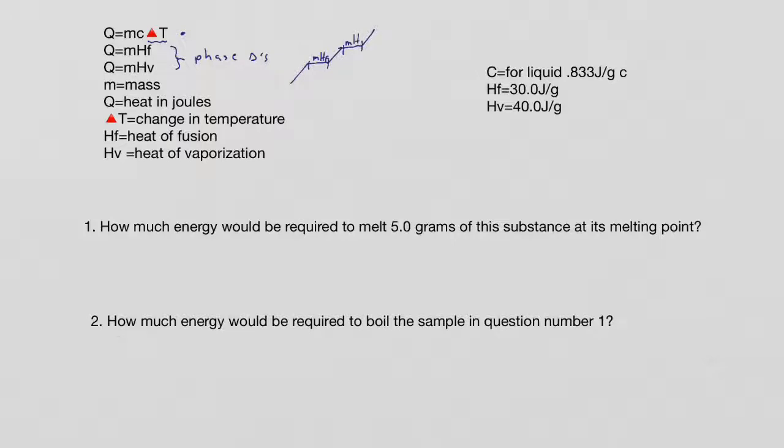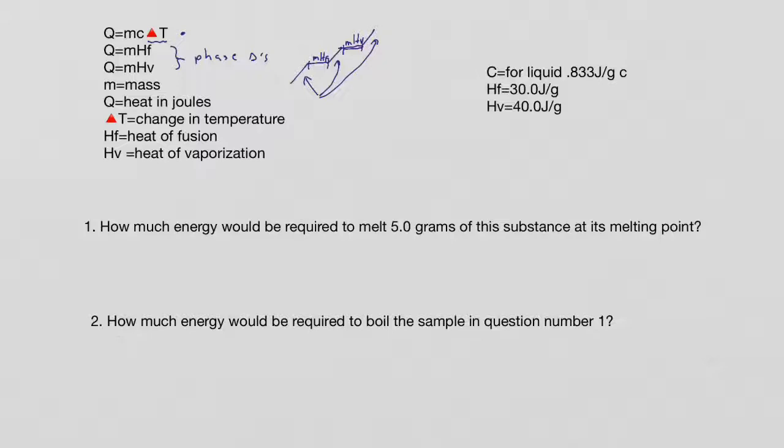MHV will be used on this segment here because that is the amount of energy required to boil 1 gram of a substance. And it will be the same thing as the amount of energy that's released when you reverse the process and condense it. The MC delta T formula can be used on any of the diagonal segments.